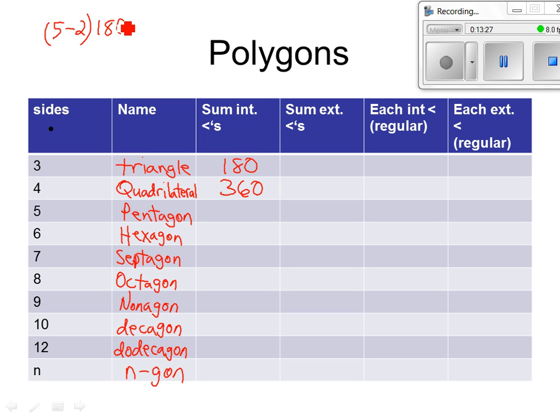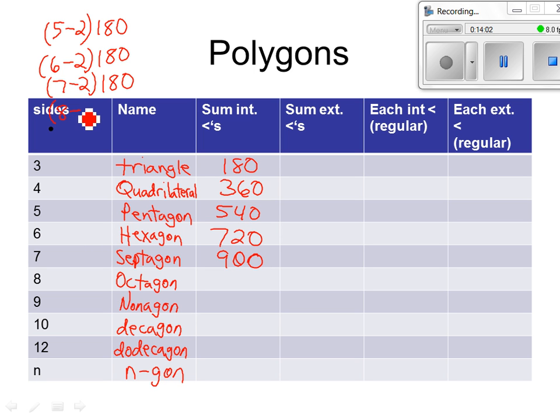What's 5 minus 2? We plug in 5 for n. That's 3 times 180, which is 540. Next one you plug in 6, so you do 6 minus 2 times 180, 720. Next one is 7, 7 minus 2 times 180. Is everybody seeing what I'm doing here? I'm just plugging the number of sides into that formula, n minus 2 times 180. Chloe, that make any sense? What is it, 900? Yeah.